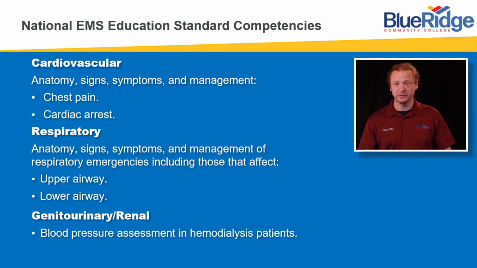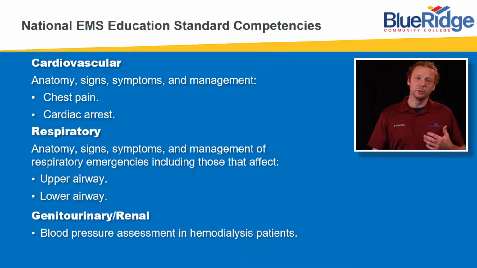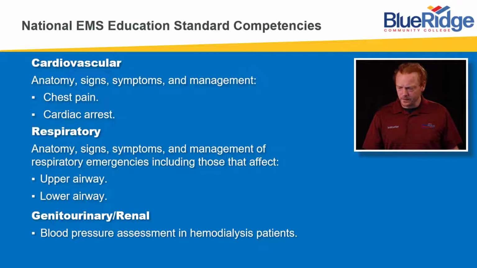Continuing on, we have cardiovascular, so understanding the anatomy, signs and symptoms, and management of chest pain and cardiac arrest. And then your respiratory, obviously your anatomy of your respiratory system, the signs and symptoms and management of respiratory emergencies, including those that affect your upper airway and your lower airway. And then your genitourinary and renal systems, blood pressure assessment, and hemodialysis patients, and how those differ from people who do not have renal issues.